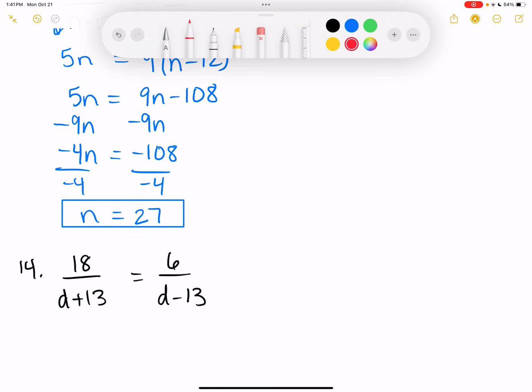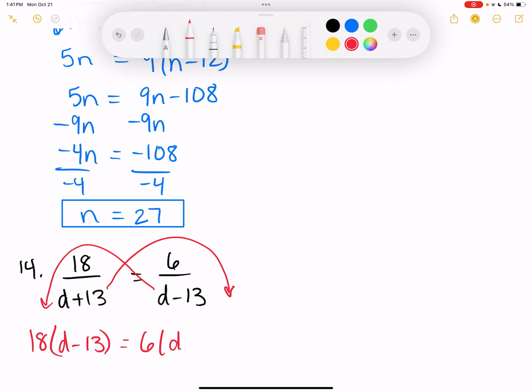All right, so I cross multiply. What's going to end up happening with this one? Double distribute. I'm going to have to do the distributive property on both sides. So I'm going to have 18 times d minus 13 equals 6 times d plus 13.